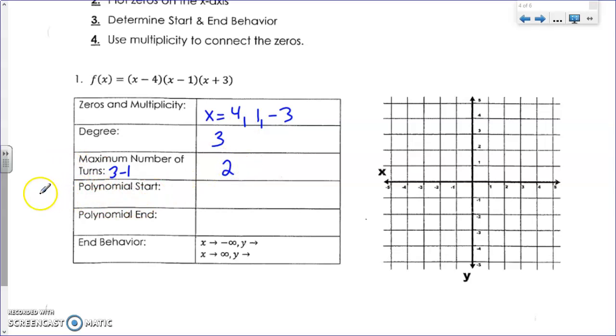For the start, we look at the degree. For the end, we look at the leading coefficient.